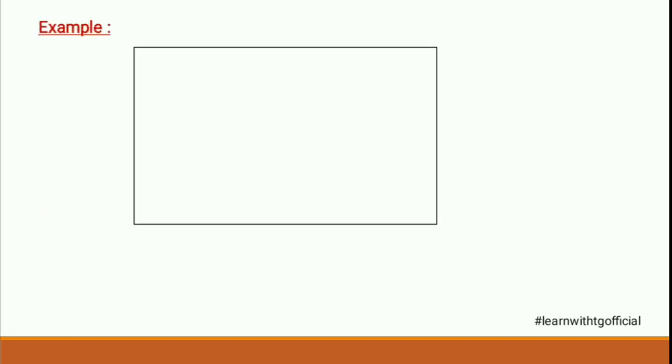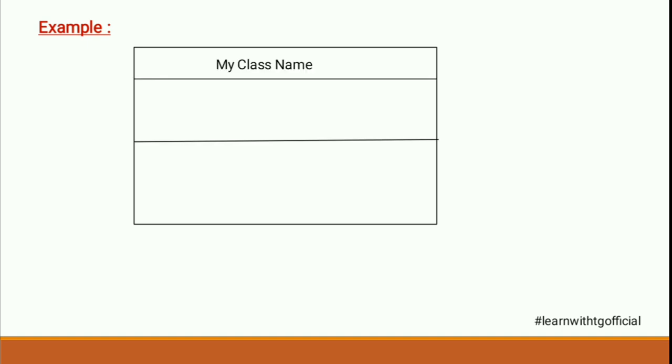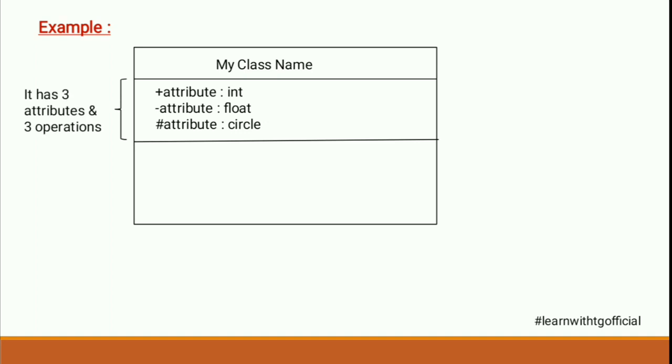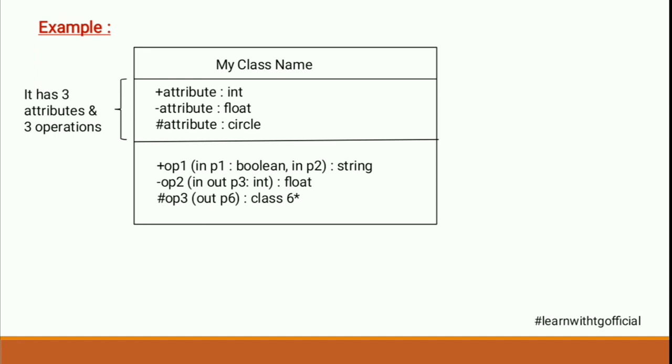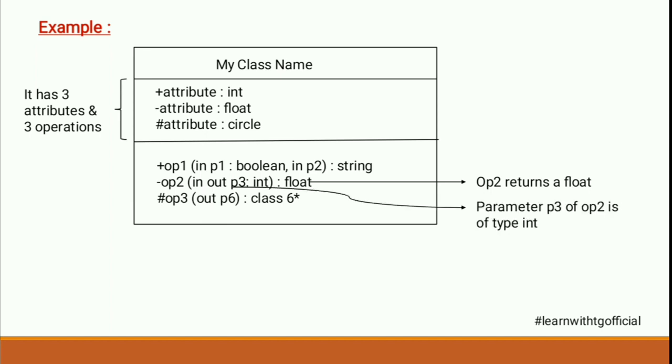So we will see an example of a class diagram. Here is an example of a class diagram where the class is defined in the first portion, and the attributes int, float and circle are defined in the second one. So it has three attributes and three operations. Whereas in the third one, we are defining the operations, where op2 returns a float value, and parameter p3 of op2 is of type int, and op3 returns a pointer, denoted by star, to class 6.